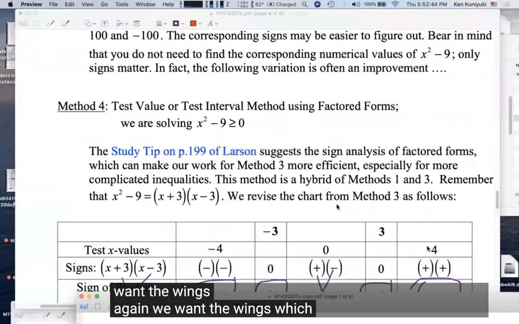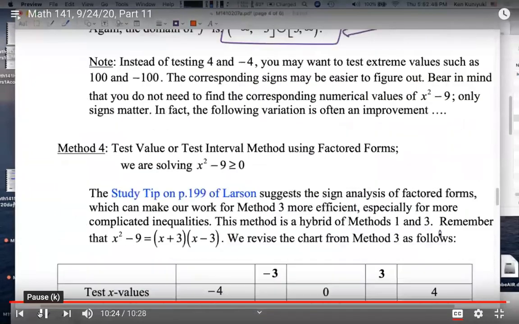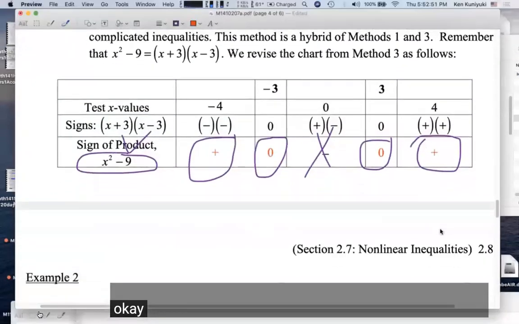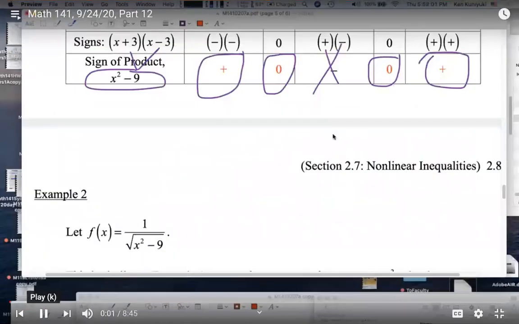Again, we want the wings, which was this set over here. Okay. Next up, some more examples. Any questions? Okay, we're pretty close to the end, so let's go.